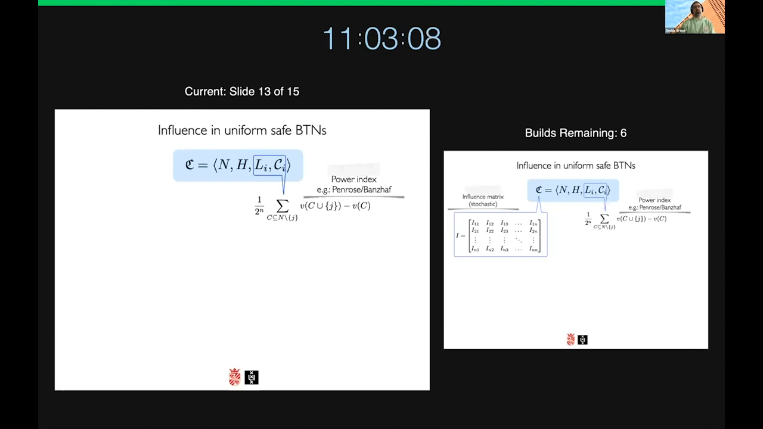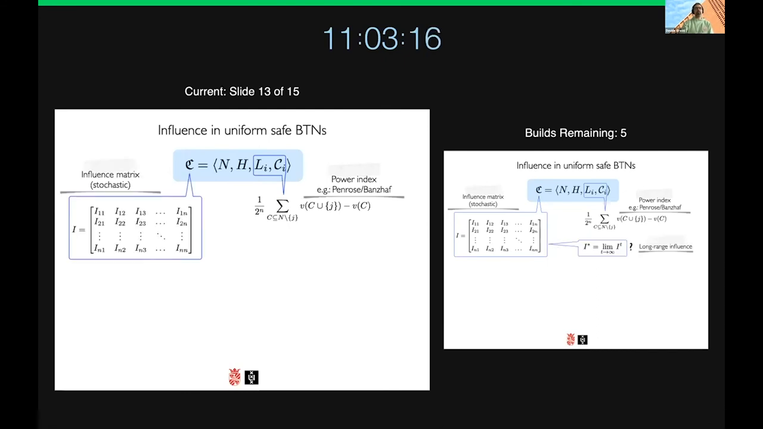So the frequency in which J on its own can determine the value of I. Now, the details are not so important, but what we can get to is that by using power indices like Banzhaf, though there are many others, we can in fact construct what's called an influence matrix, which is a stochastic matrix in this case.